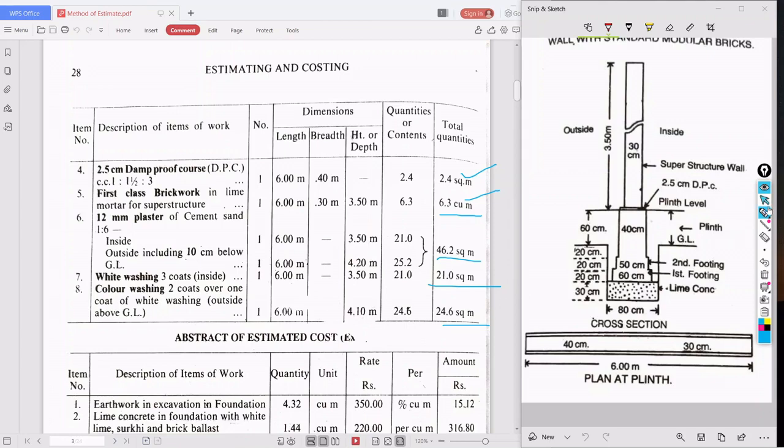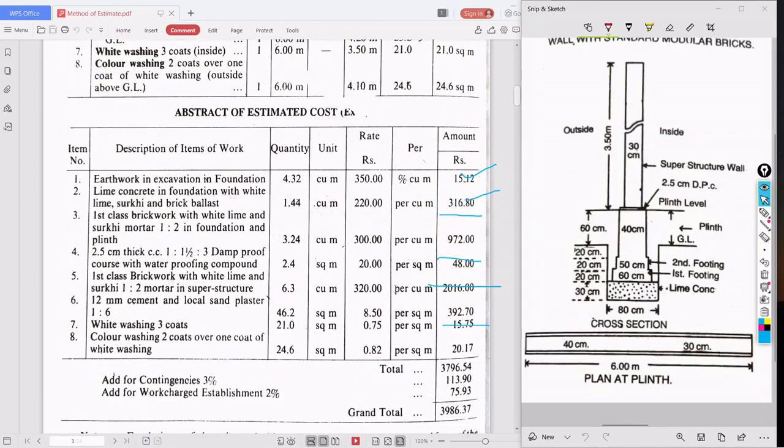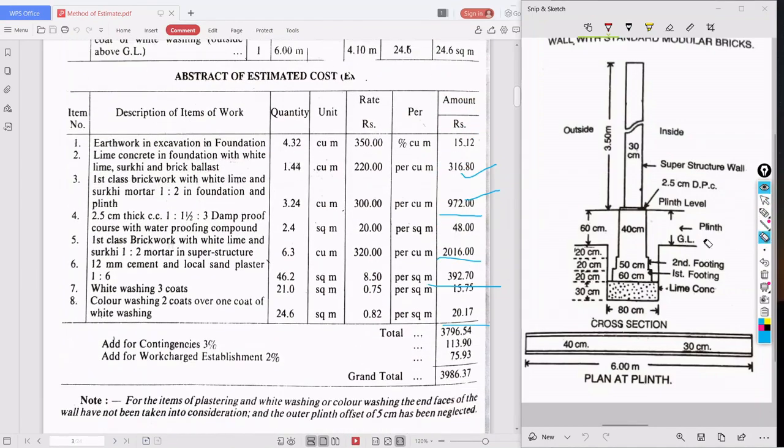are calculating again in the abstract of estimated cost. See, this tabular column we are taking now. Okay. So we need to form this tabular column now. What is the tabular column? Abstract of estimated cost. So item number, description of the items of work.